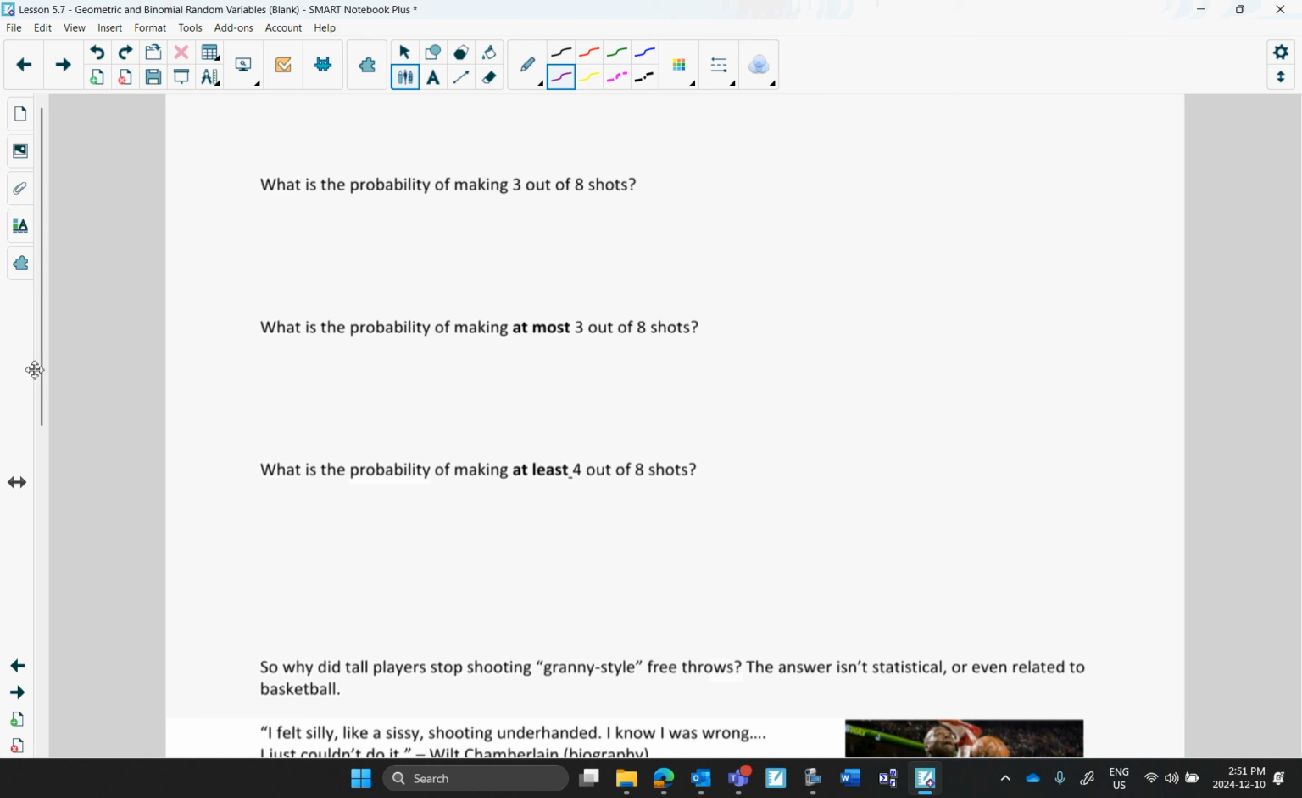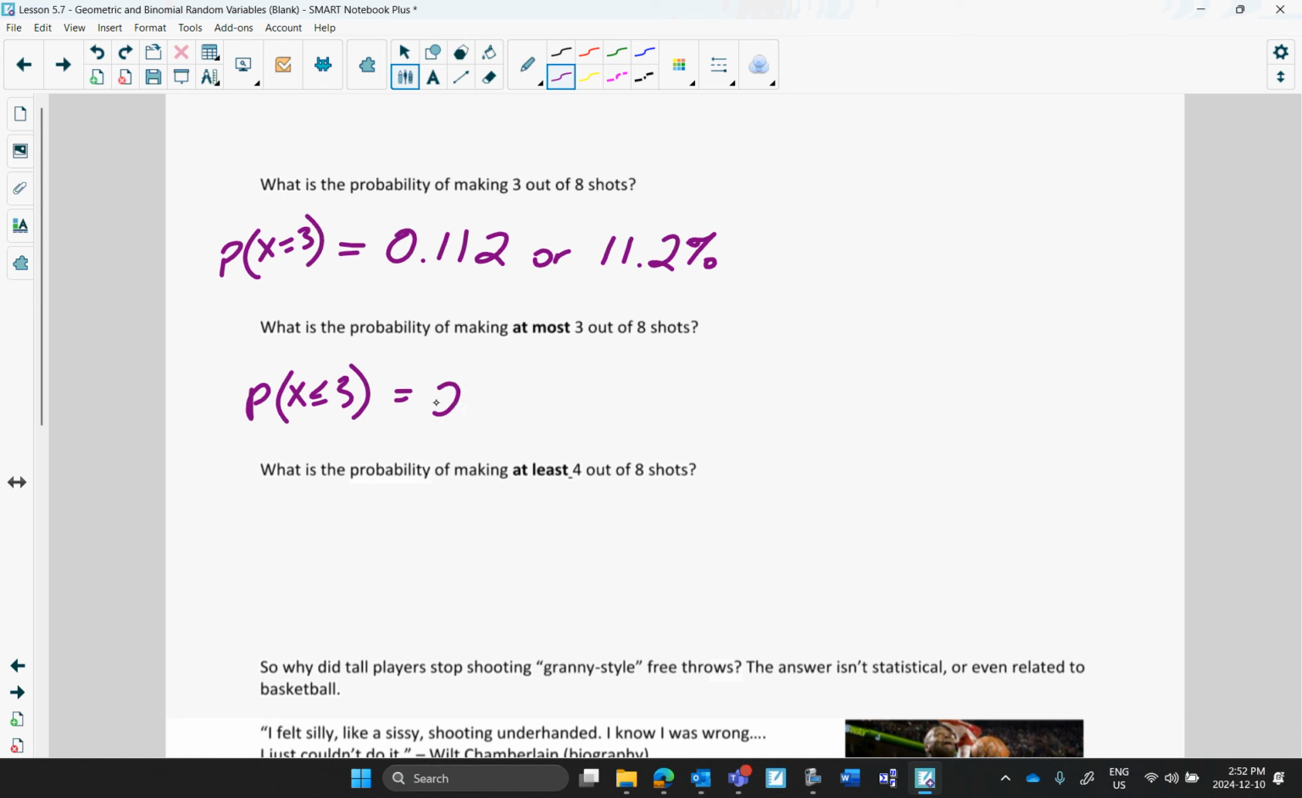This is where the way the question is asked could be a little tricky. We found this one on the previous page, right? 0.112, or 11.2%. We also found this one, that was P(X = 3). We also found this one on the previous page. It was 0.154, or 15.4%. Here's where you've got to watch out with binomial ones.